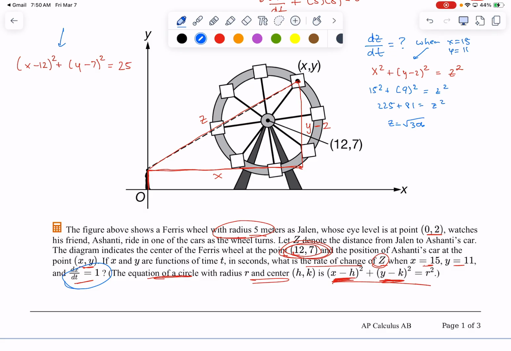316. Huh? 316. Oh, wait, no, I did 91, sorry. Is it 81? Yep, I think I did that right. Is that correct? Yeah. Okay. It said when x is 15 and y is 11. Yeah, so we're going to go with it.